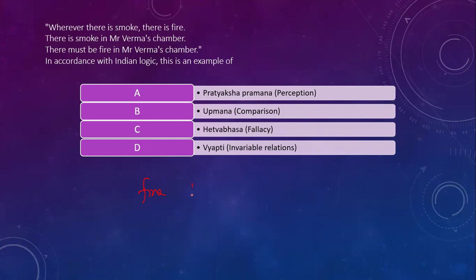Between fire and smoke, whenever there is fire, there is smoke, and whenever there is smoke, there is fire. So this is an example of... Upamana, that is comparison? Or is it in conclusion? The relationship between fire and smoke is Vyapti, invariable relationship. Whenever there is fire, there is smoke. Whenever someone sees smoke, they infer there is fire.